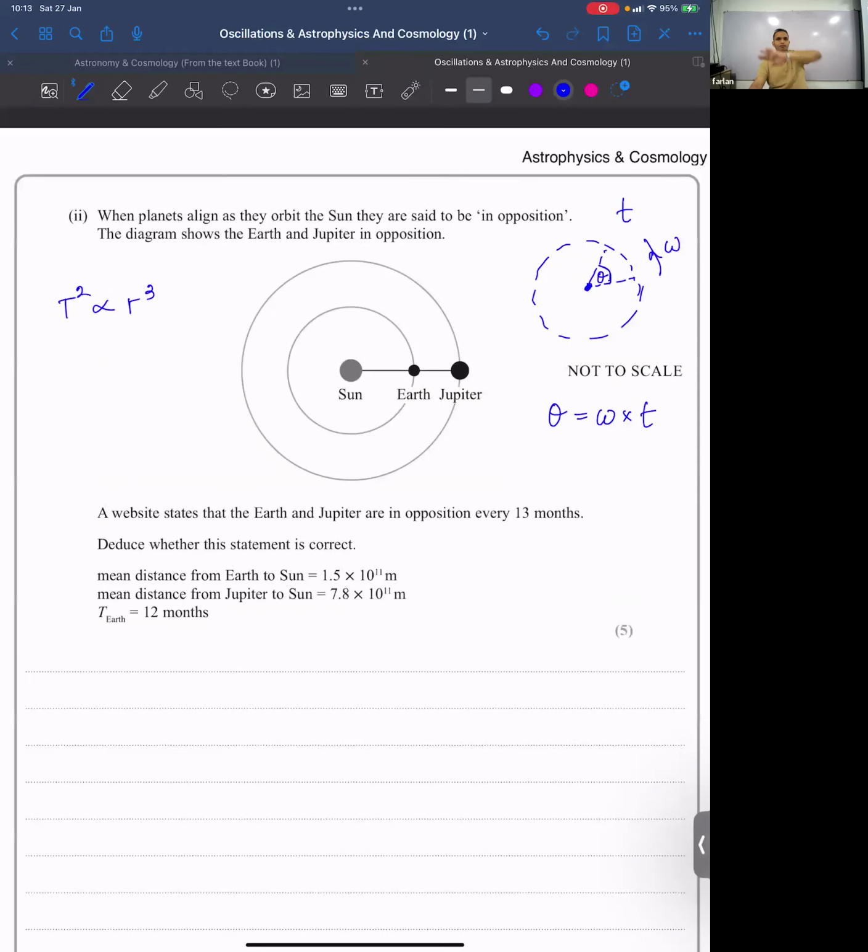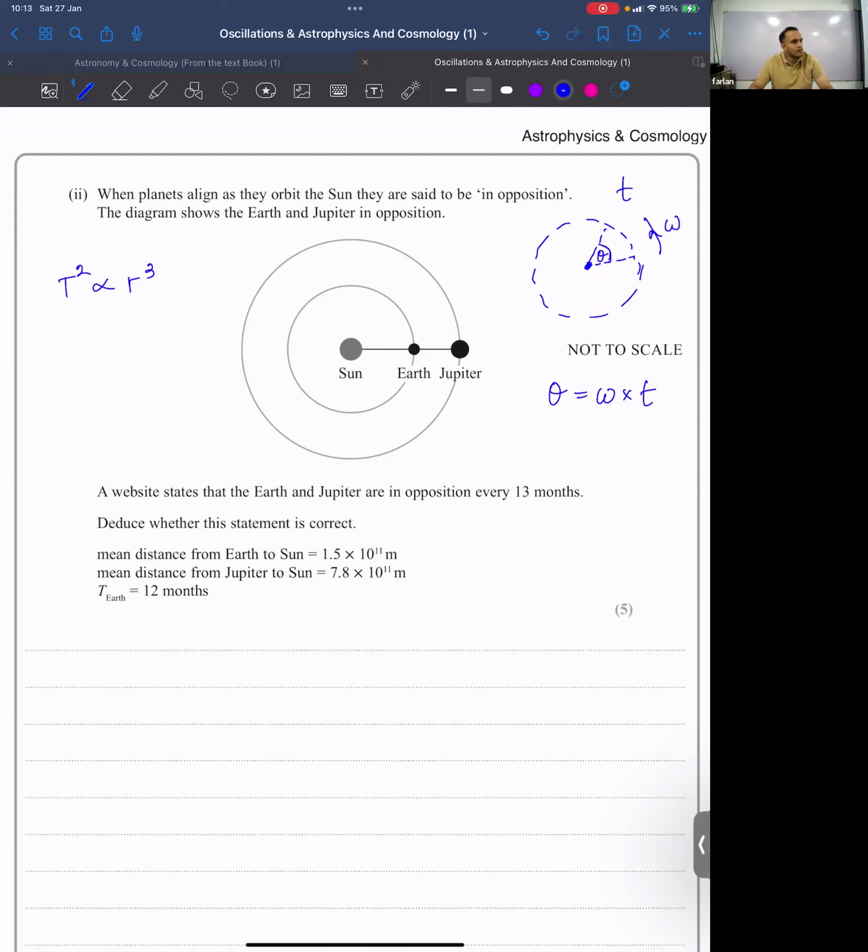Okay. Now it's quite obvious the Earth will complete 1 circle before Jupiter, right? Correct. So the time period of the Earth is 12 months, which means that definitely the time period of Jupiter will be more than 12. That's because T square is proportional to R cube. The bigger the R, the bigger will be the T. So guys, now Earth will go and complete a circle.